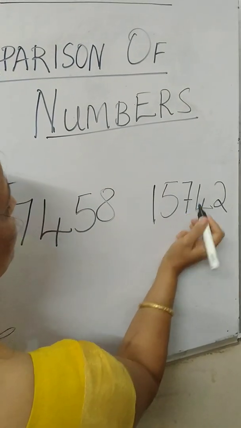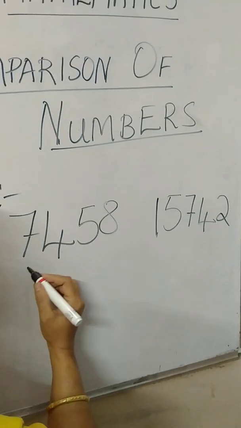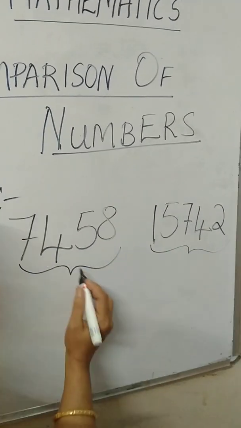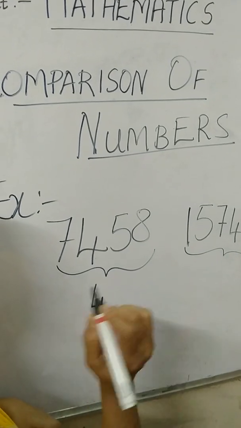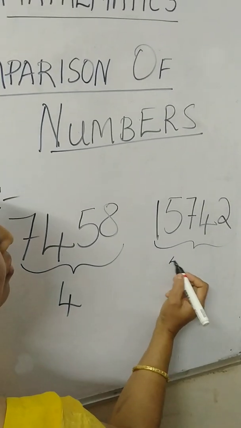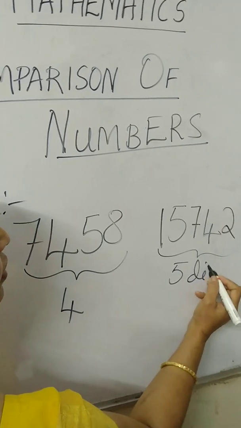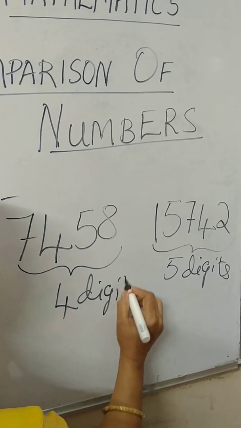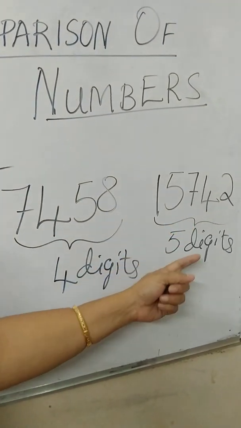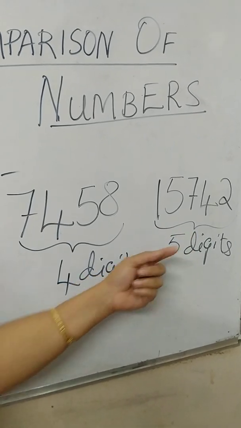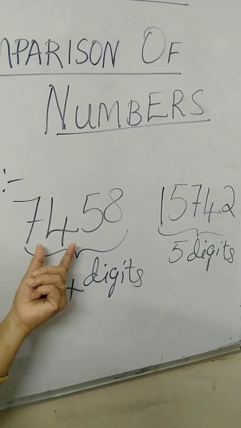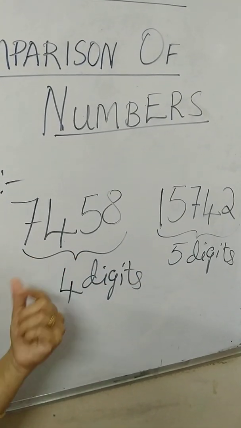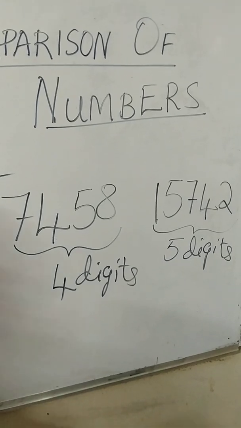Okay? Now, when you look at these numbers, you can count the number of digits in each number. Now, in this number, you have 4 digits. And in this number, you have 5 digits. Yes? The number which has got more number of digits is the greater number. In the same way, the number of digits here is 4. It is lesser than this. So, this is the smallest number. We'll go for another example.